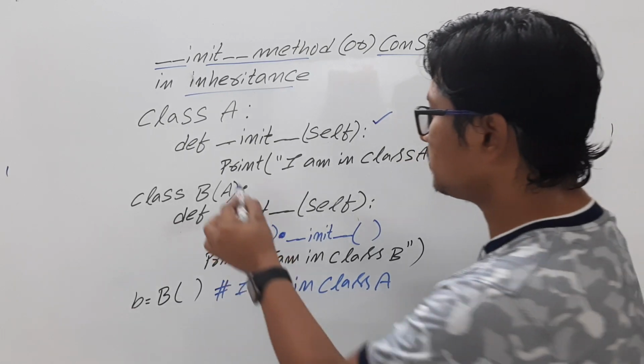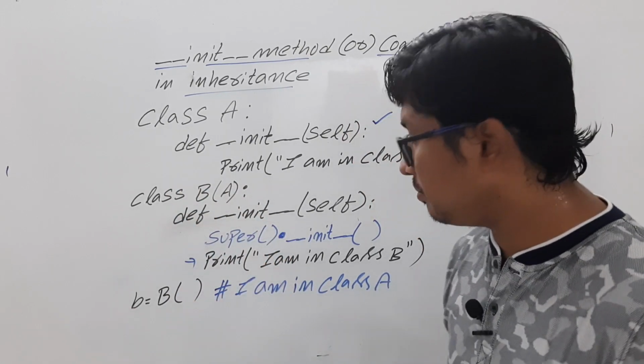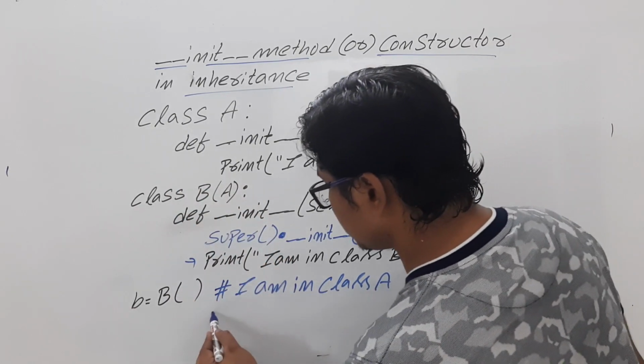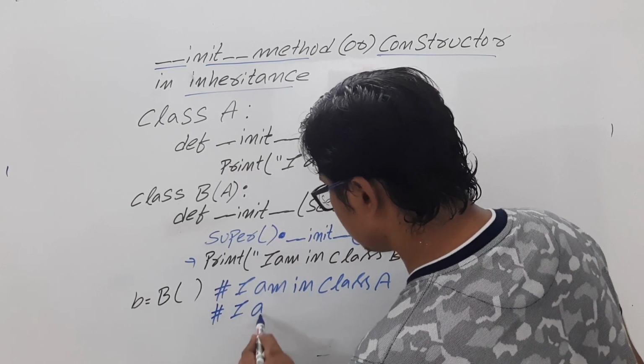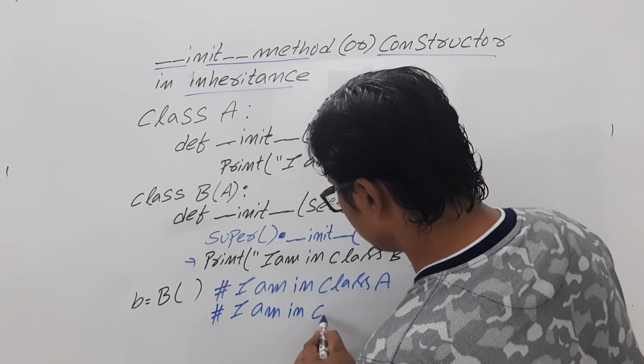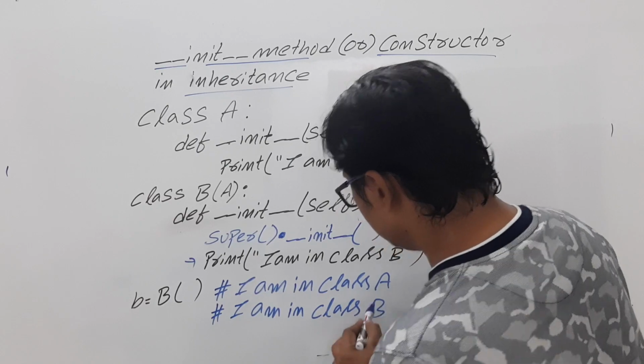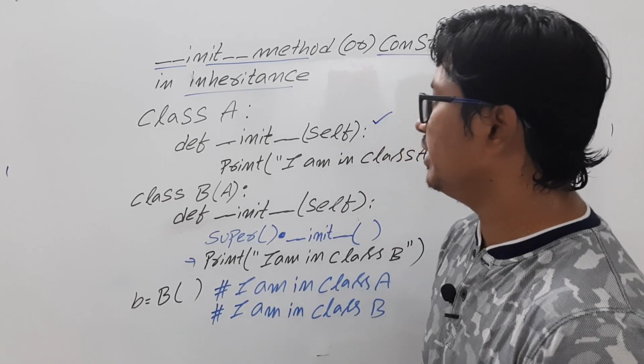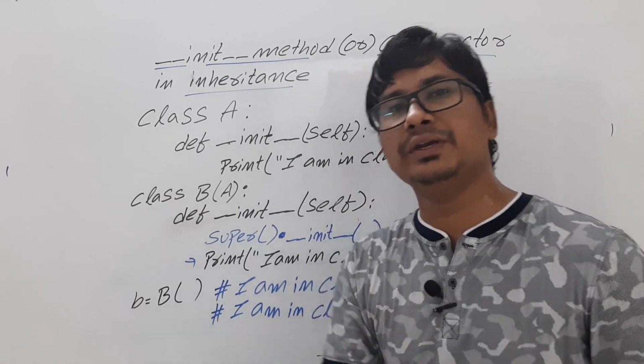Then once this statement is done, the control will come back and this statement will be executed. So you will get another output, I am in class B. These are the two lines of output you will get if you execute this program. I hope it is clear for you.